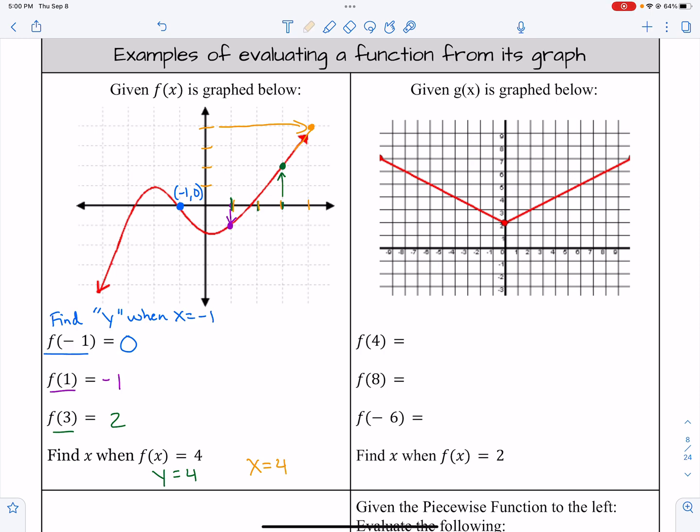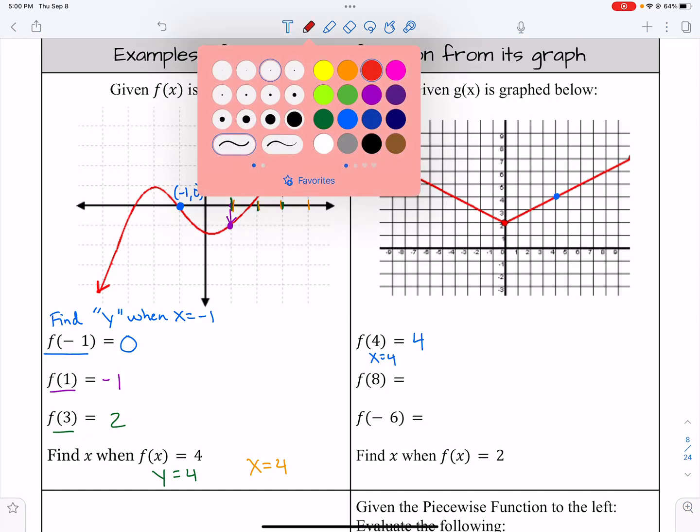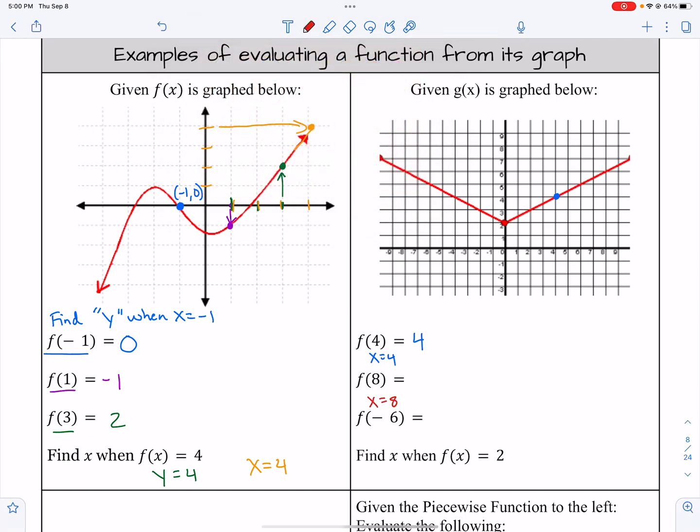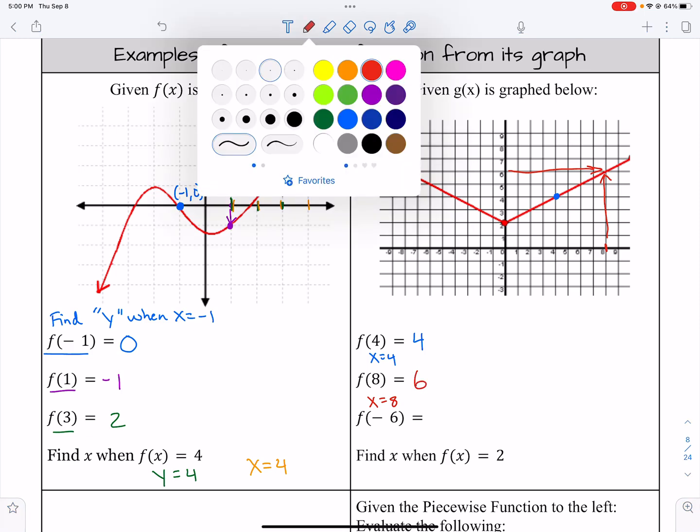All right, so let's look at the next question. It says f of 4 for this graph. So for g of x, go where x equals 4. So where x equals 4, y is equal to 4. So that would be my answer. And then I would go to where x equals 8. So go over here to x equals 8. And it looks like y is equal to 6. So that's all you have to put for your answer there.